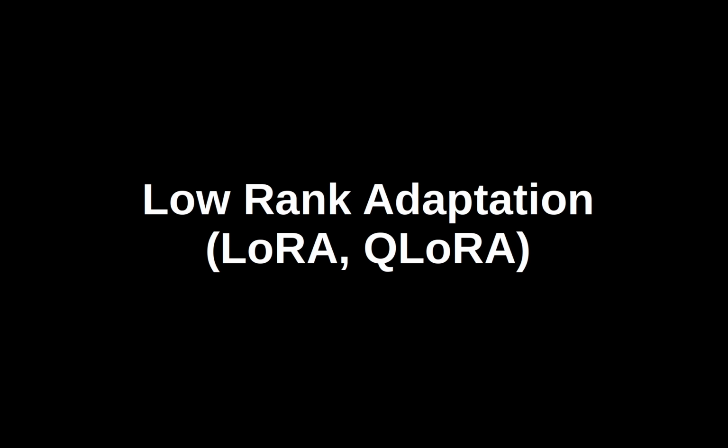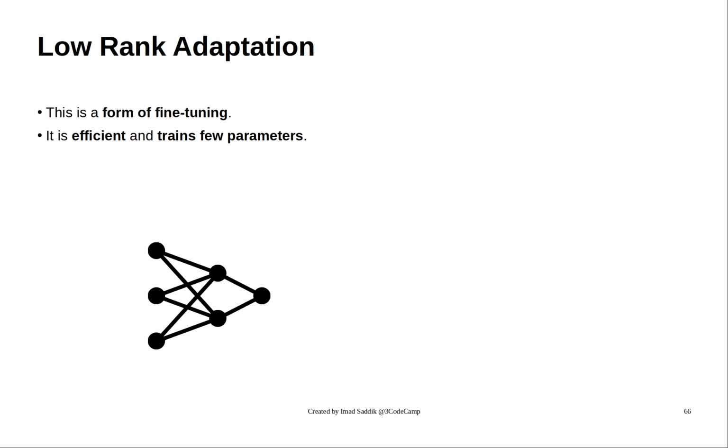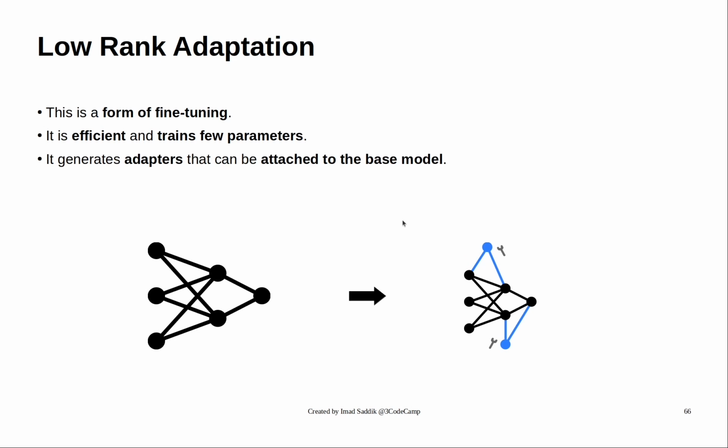We will focus on a technique called LoRA. Let's get started. LoRA is a way to fine-tune models efficiently. It works by adding only a few extra parameters to the base model during training. This diagram explains it. First, we start with the base model and then we add new parameters. These new parameters are going to be trained, and in the end, we get an adapter that we can attach or remove from the base model.